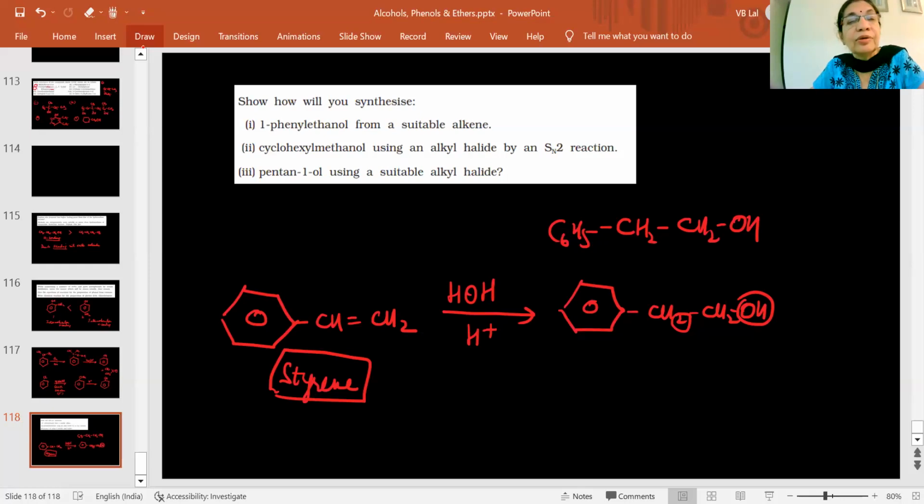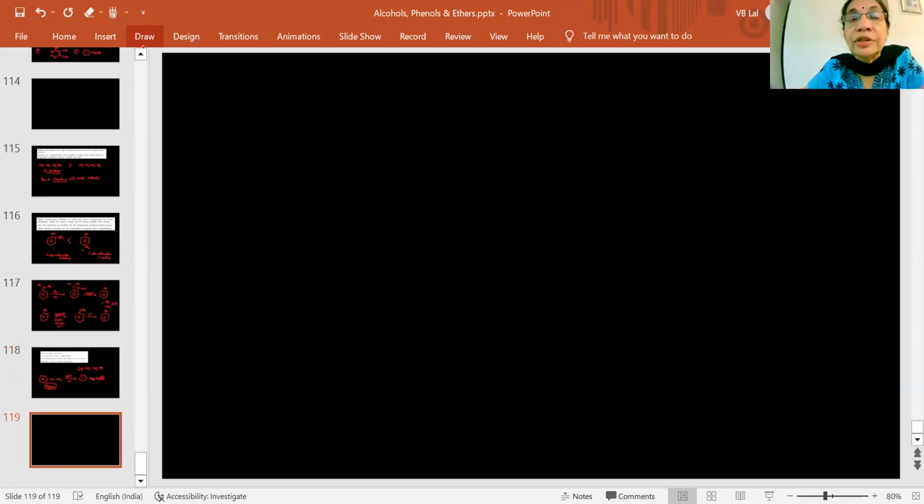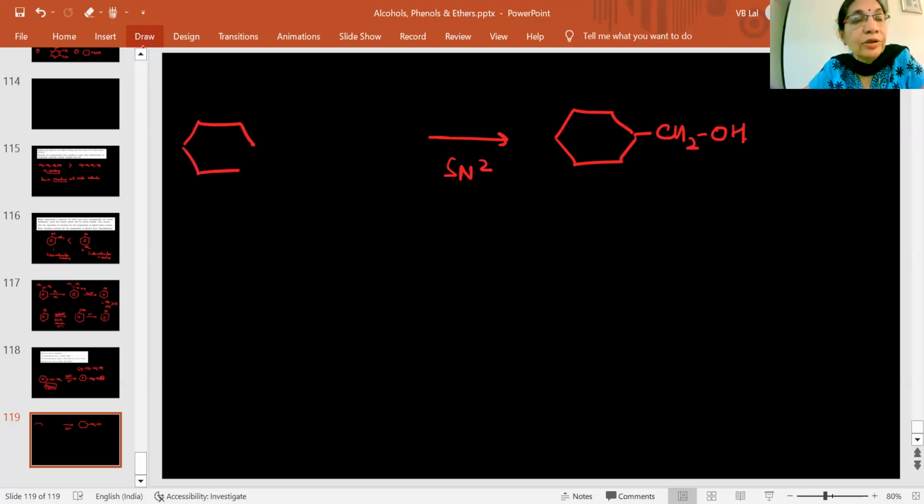Okay, 1-phenyl ethanol. Second question, cyclohexyl methanol using alkyl halide by SN2 reaction. Let us see what is cyclohexyl methanol. I showed you just now. This is the cyclohexyl group. Methanol means CH2OH, right? And I need to prepare it from a primary alkyl halide because the reaction has to be by SN2 mechanism. So I can use only a primary alkyl halide. So which alkyl halide will I use?